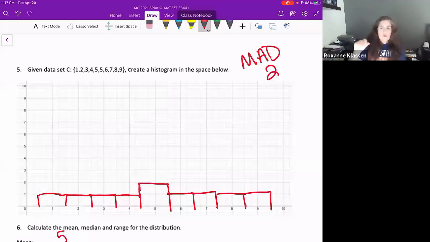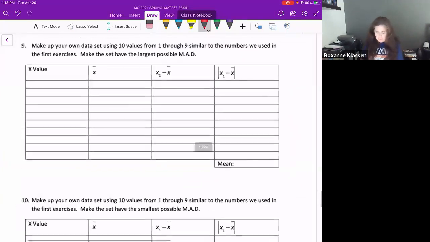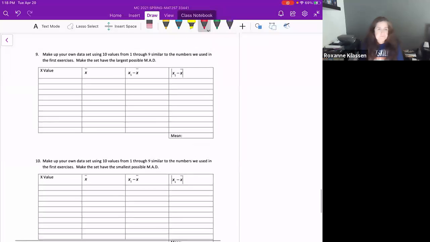Yeah. So the smaller the MAD, the closer the data is to the mean, clustered around the mean. The larger the MAD, the further spread out the data is from the mean. Does that make sense? That is a huge understanding right there. So you need to make sure you really understand that. Now, you're going to investigate this more on number 9 and number 10. And I want you to really think this through.